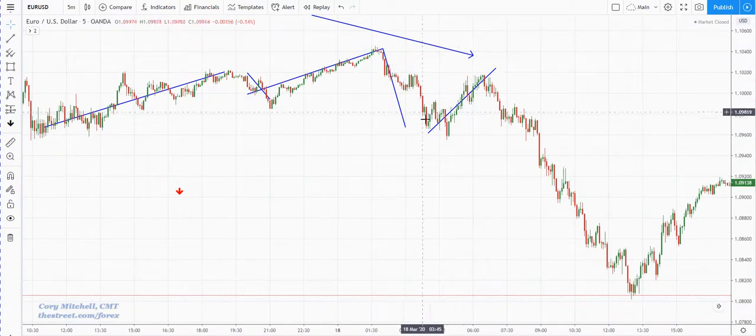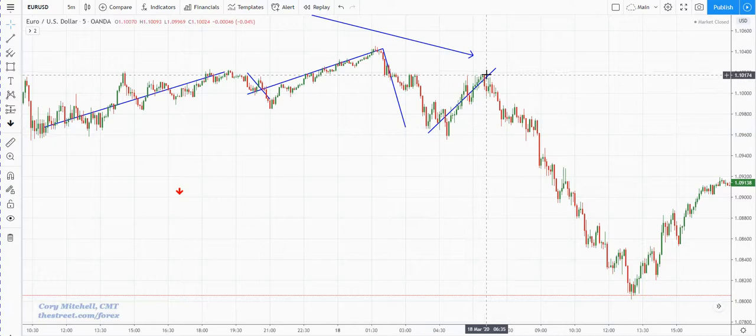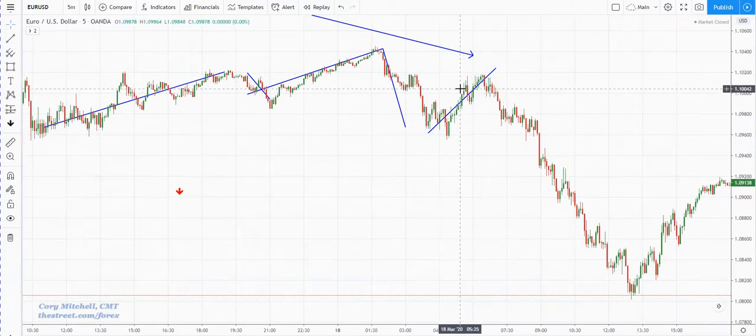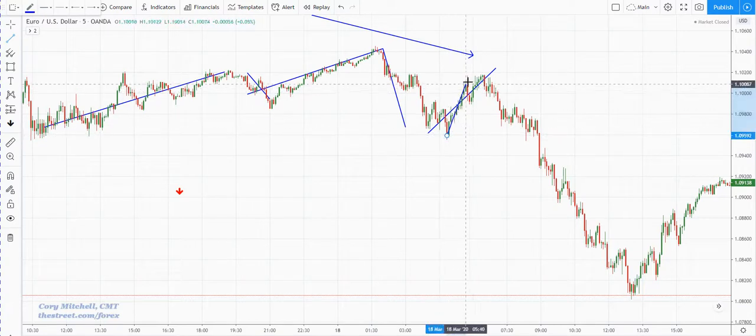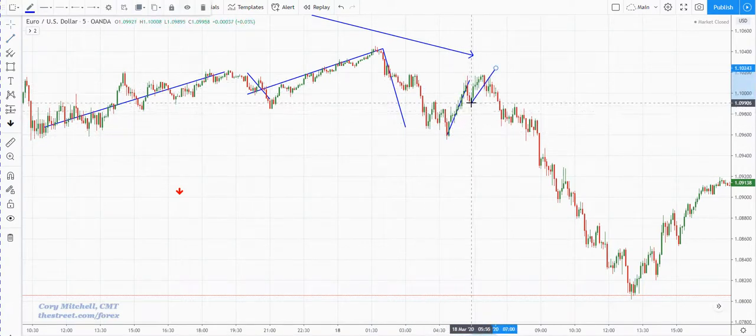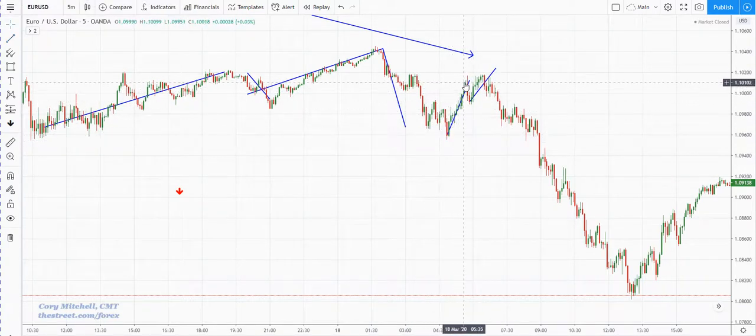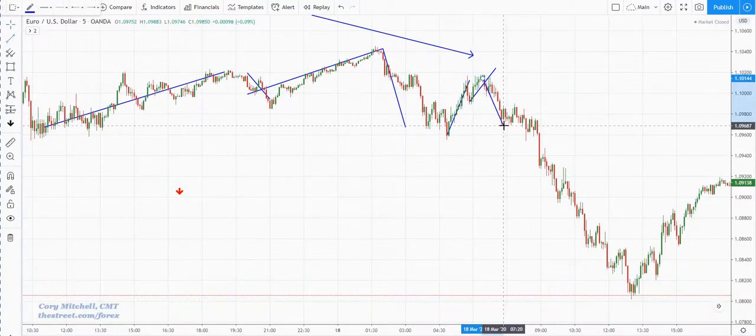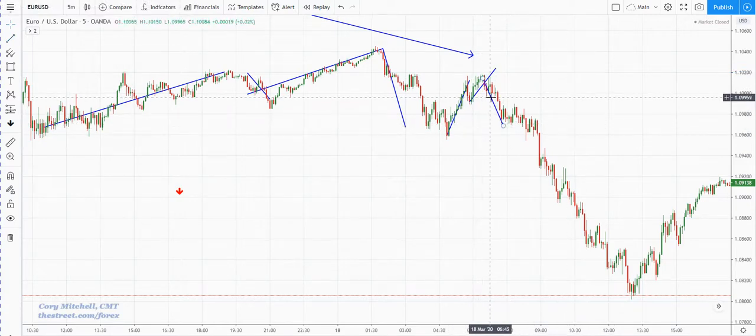So here, bigger wave to the downside. We have the small wave back up. And look at that, price action helps us once again. Big move up, smaller move up. What does that tell us? Momentum to the upside is waning. Bigger drop to the downside.